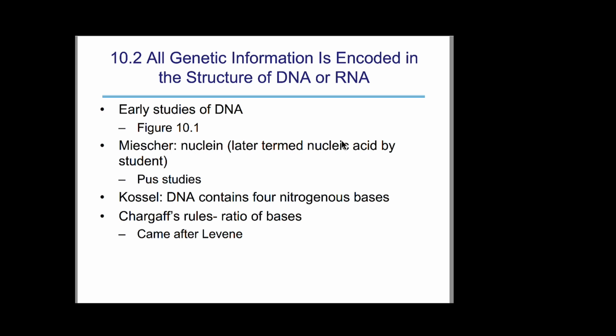You also have Kossel, who was instrumental in understanding, or contributing to the idea, that DNA contains 4 nitrogenous bases: adenine, guanine, thymine, and cytosine, or A, T, C, and G. We also have the concept of Chargaff's rule. Chargaff's rule is referring to the ratio of bases, that there is a 1-to-1 ratio of purines and pyrimidines. And so this is how we were able to, as you'll see coming up, understand the complementary base pairing of DNA, with adenine binding with thymine and guanine with cytosine.